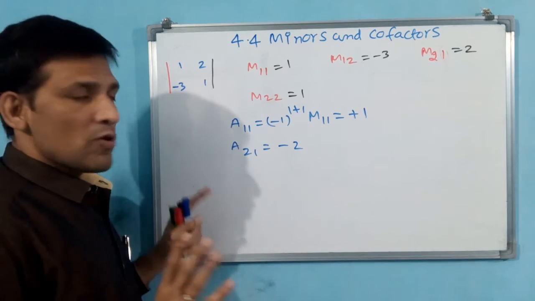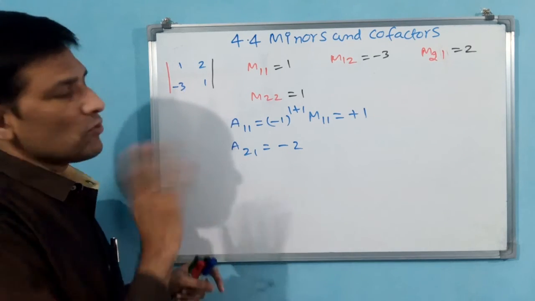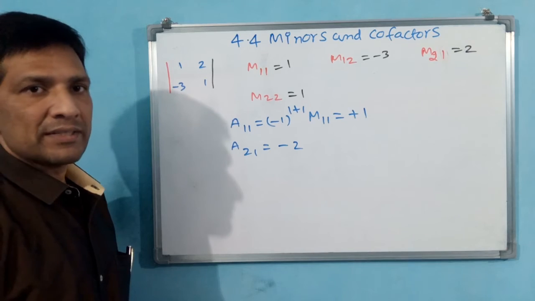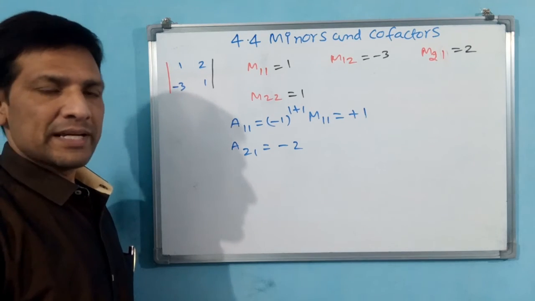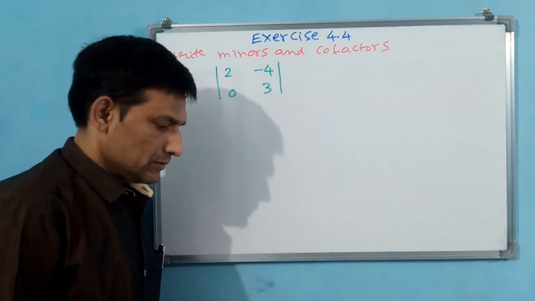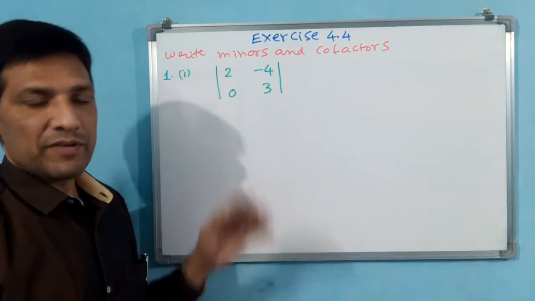Okay, see, now with 2 by 2 also we came to know how to find minors and cofactors. Let us go to exercise 4.4. Okay, see the first question.